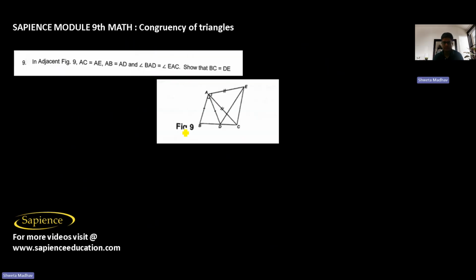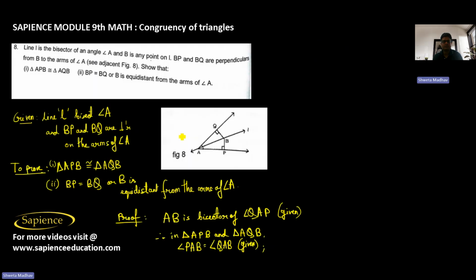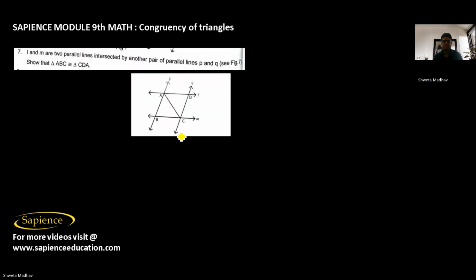Then, this was question number 8. In this question, it has been told that lines L and M are two parallel lines which are intersected by another pair of parallel lines P and Q. Here it is given, and we have to show that triangle ABC is congruent to triangle CDA. So first we will write what is given. Given is that L is parallel to M and P is parallel to Q.